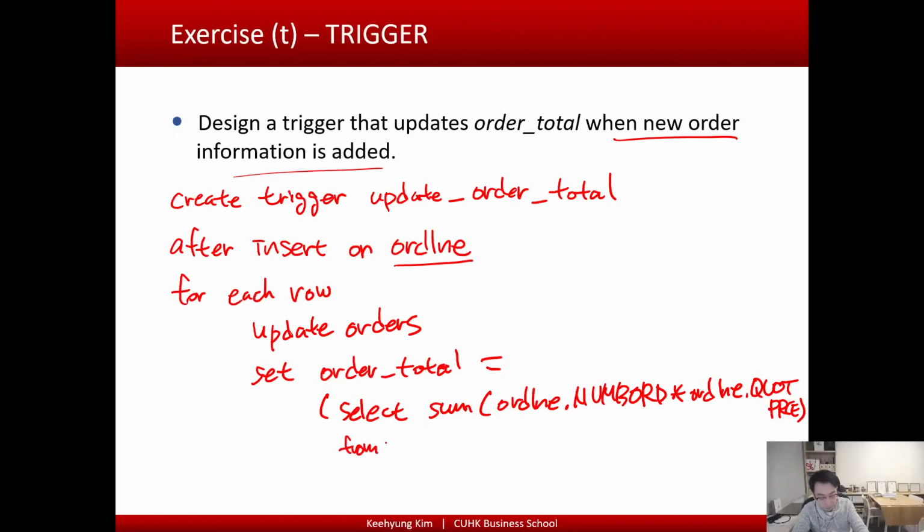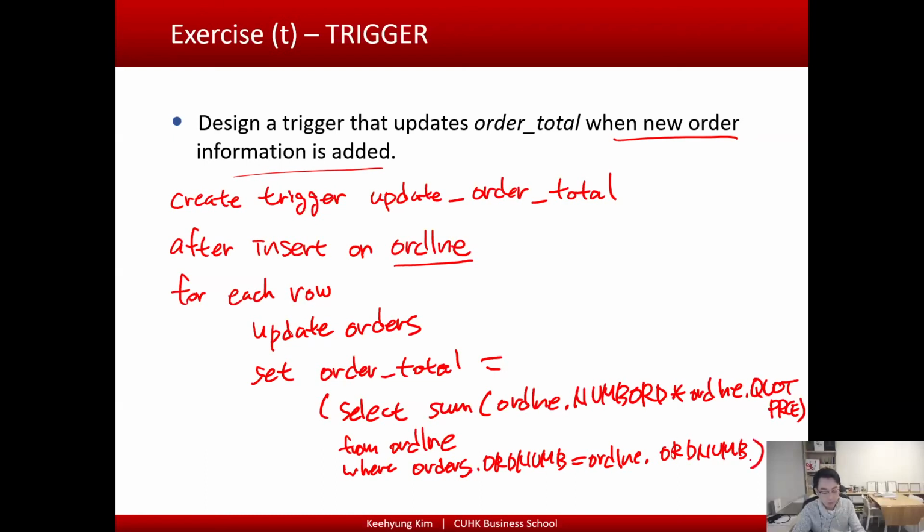And the information to calculate the aggregation function is also in the order line table, where orders dot order number should be the same as order line dot order number. We designed this earlier. Then close this subquery. So order total will be updated based on this aggregation subquery.